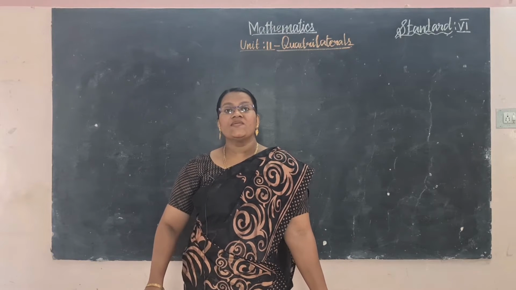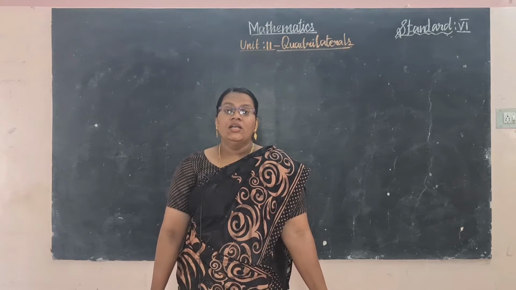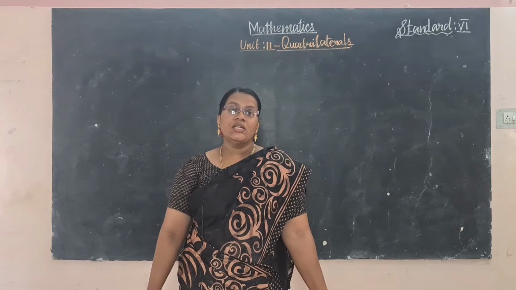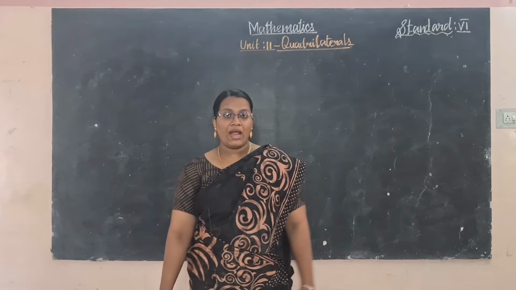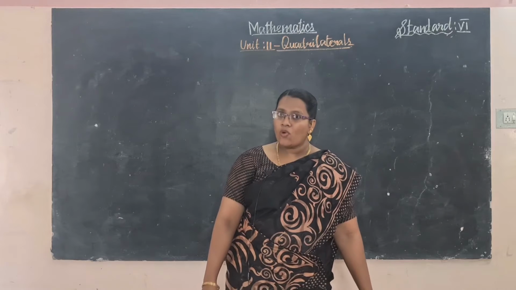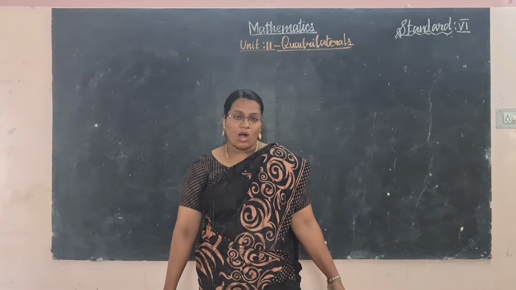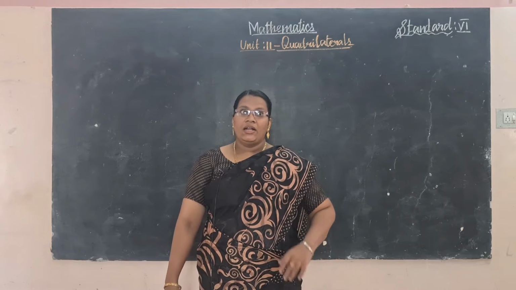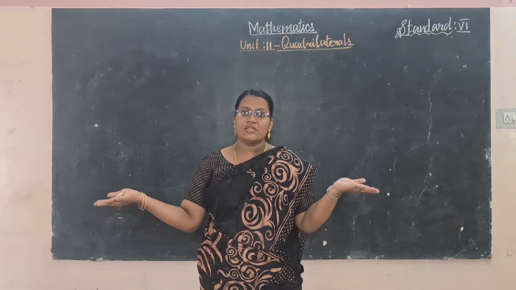In the previous class we have learned about the quadrilateral and types of quadrilateral. So what is the definition of quadrilateral? It is a closed figure bounded by 4 line segments. It has 4 vertices, 4 angles and 4 sides. It's called the quadrilateral, and it has 2 types: one is parallelogram, another one is trapezium.